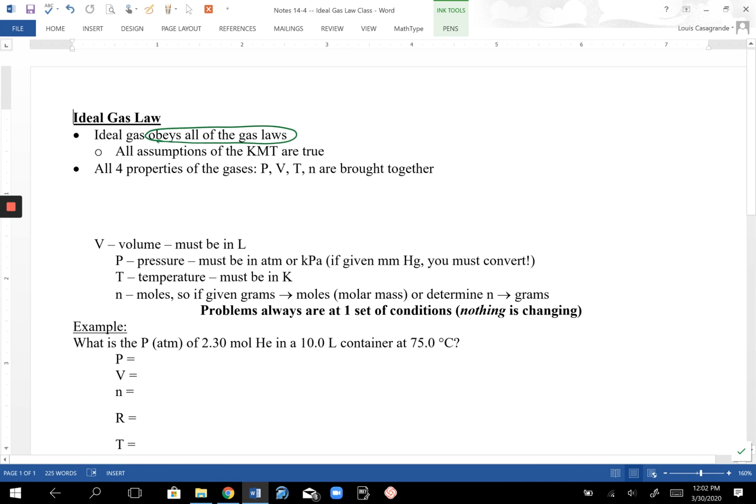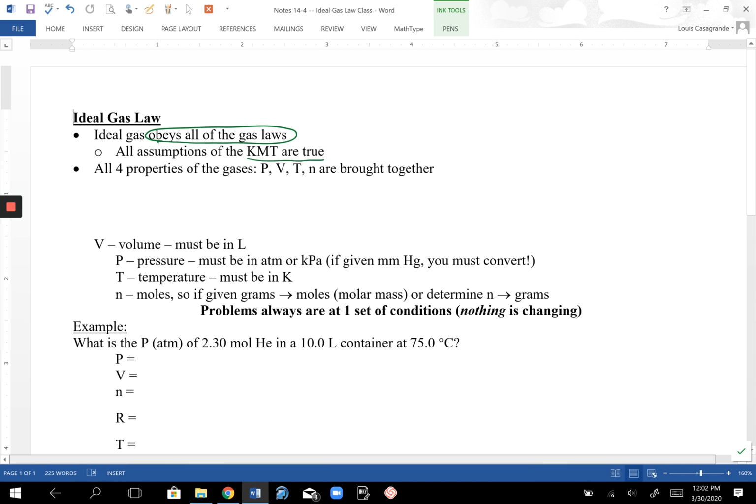Now, so far, if we tell you a gas is in the ideal gas law, you're just going to go ahead and assume it's an ideal gas. In a later lesson, we will talk about what makes up gases and why gases sometimes behave in non-ideal ways. But essentially, if we go back to kinetic molecular theory, all of the assumptions of kinetic molecular theory are true.